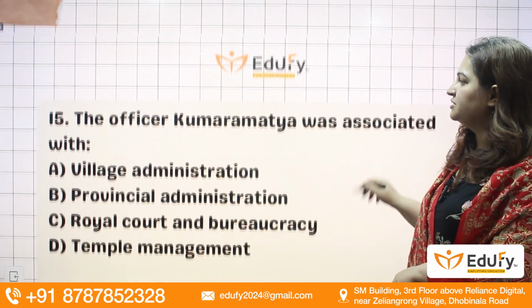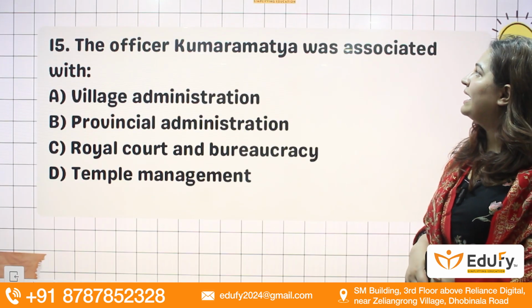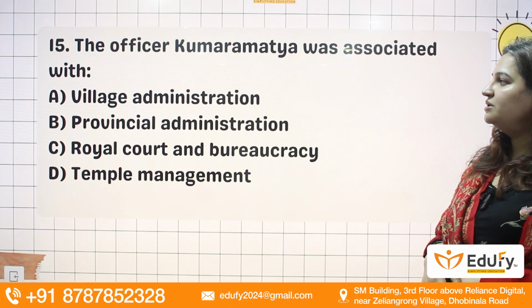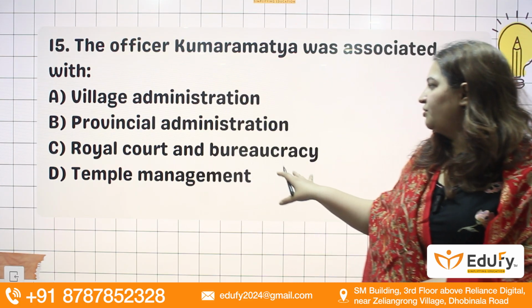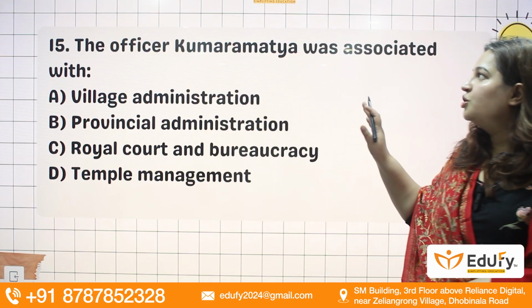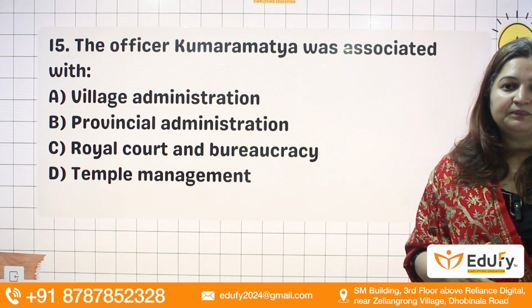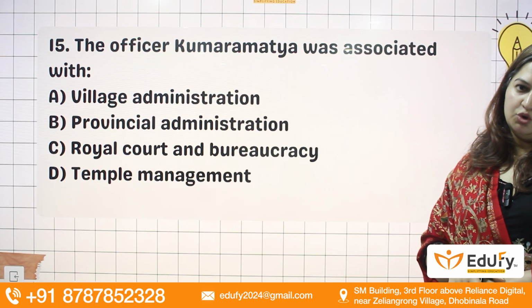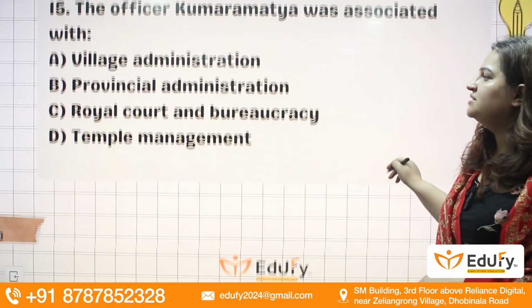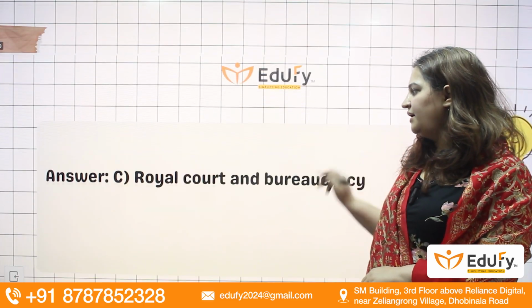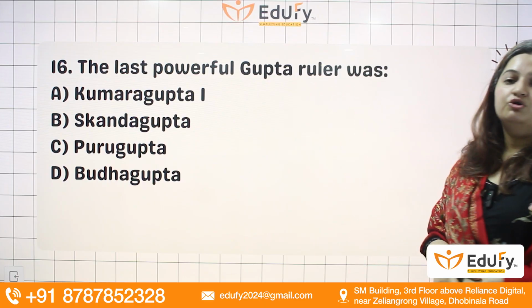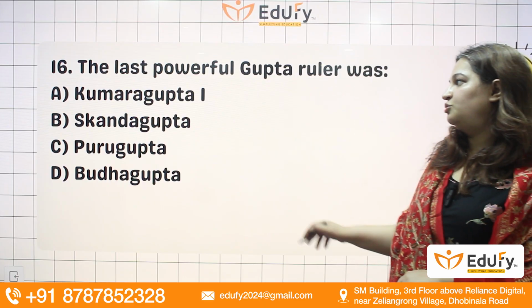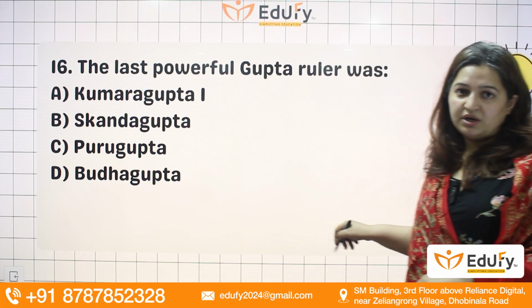Coming to the next question: the officer Kumaramatya was associated with what? Village administration, provincial administration, royal court and bureaucracy, or temple management? Kumaramatya is basically a minister within the Gupta administration, so he is associated with the royal court and bureaucracy. Coming to the next question: the last powerful Gupta ruler was Skandagupta. He defeated the Hunas also.